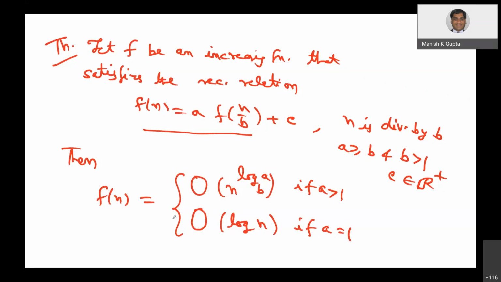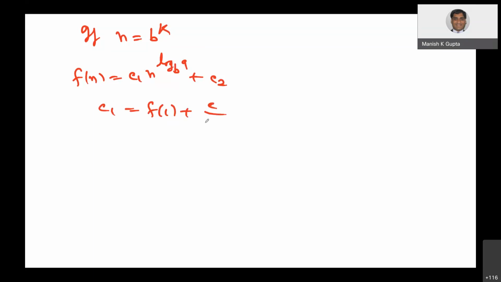Okay. In particular, if n is equal to b raised to power k, then we write f of n is equal to c1 n raised to power log b base a plus c2, where of course c1 is f of 1 plus c divided by a minus 1, and c2 is equal to minus c divided by a minus 1. Okay, these things are possible. Of course, I am not proving the result. I leave it as an exercise, but I will do a quick example for you. Okay, let us do an example here.